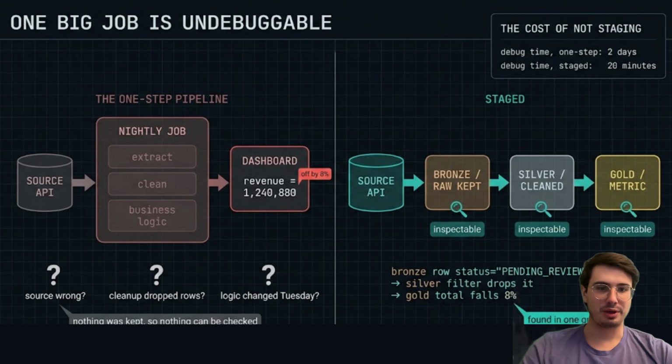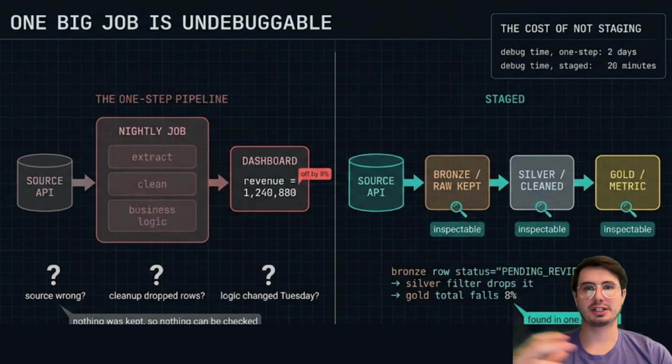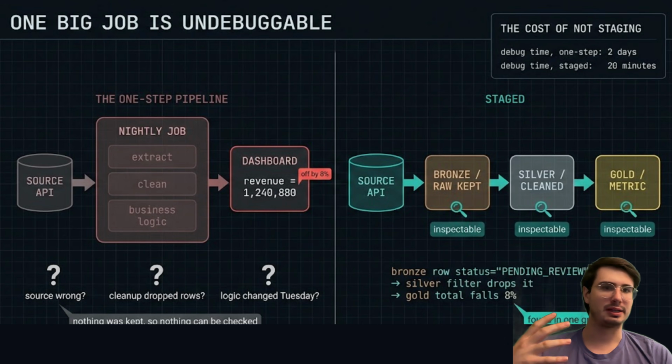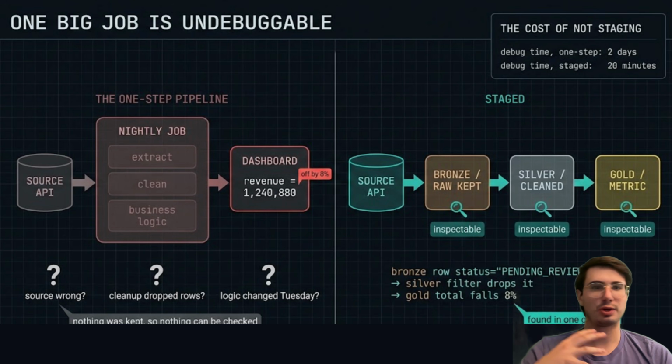Now, I want to start with the core reason that Medallion architecture exists in the first place, which is that a single big transformation step in a pipeline, let's say I wanted to go straight from raw data to my gold table, would be almost impossible to debug. The shape of the problem is, a team will start out with a script that reads from an API or a database, then does some cleanup, applies some business logic, and writes a table that the dashboard reads. And it's one job, source in, dashboard out.